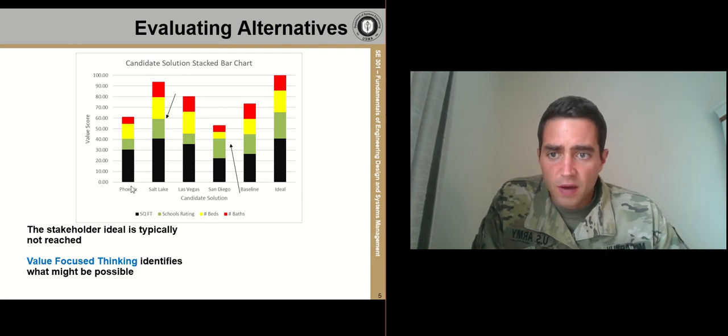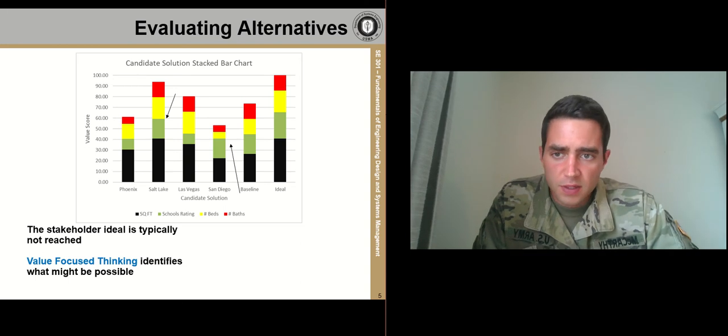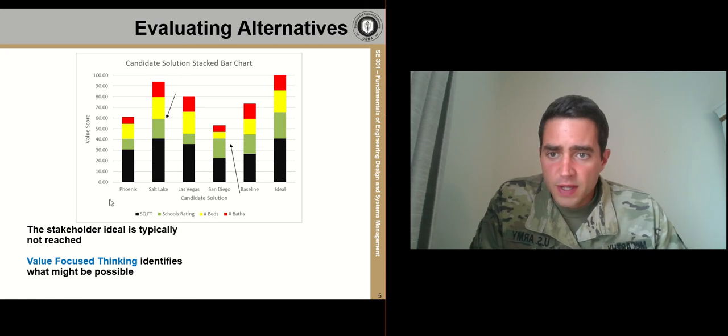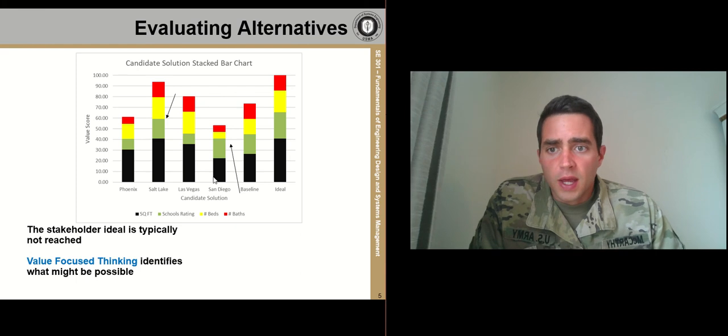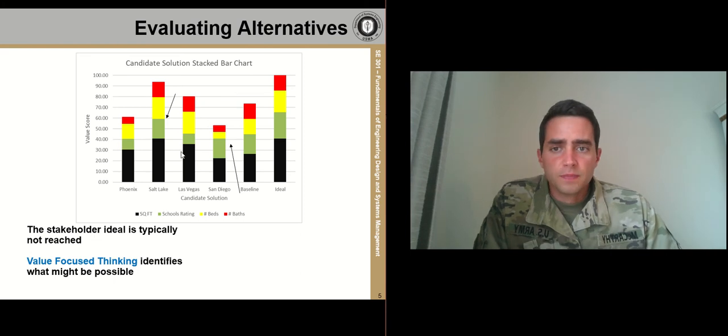We've got Phoenix. This is the house buying problem from last lesson, where I'm picking a house that I want to buy based on 4 value measures. But my trade space is all these alternatives: Phoenix, Salt Lake, Las Vegas, San Diego, according to these value measures. This is all the space that I have to work with. Within this space is my optimal solution.